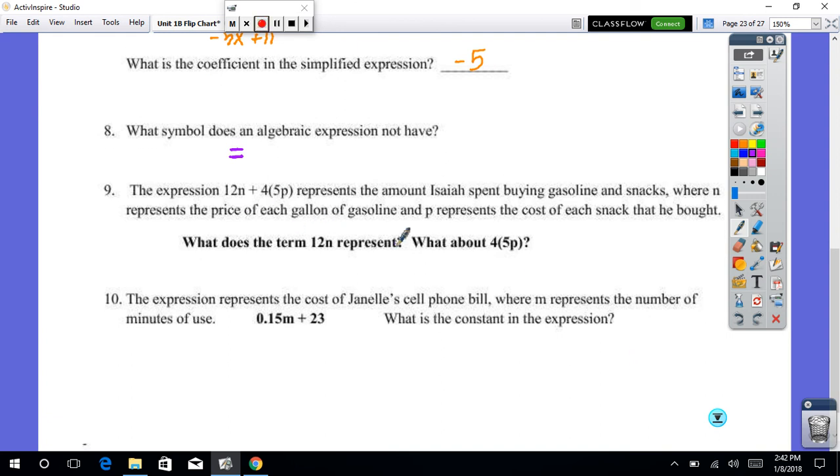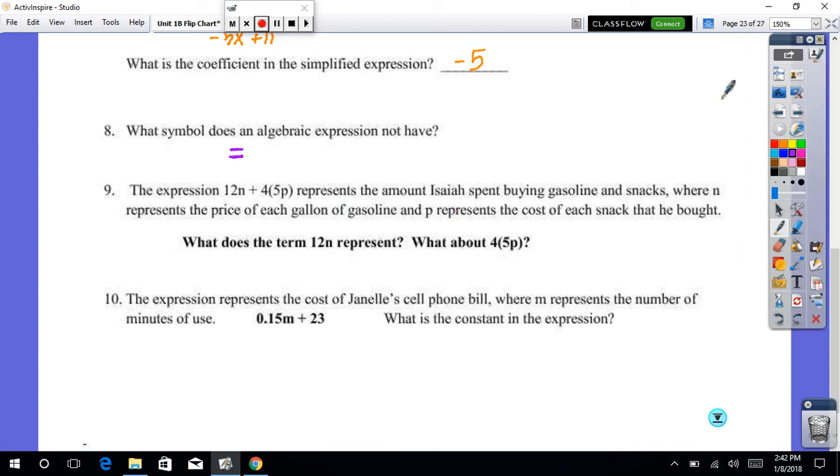Number 9 is understanding what an expression is written to mean. So here's the expression, 12n plus 4 times 5p represents the amount Isaiah spent buying gasoline and snacks, where n represents the price of each gallon of gas, and p represents the cost of each snack that he bought.